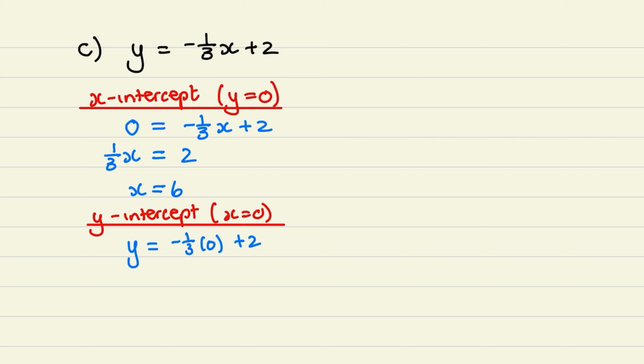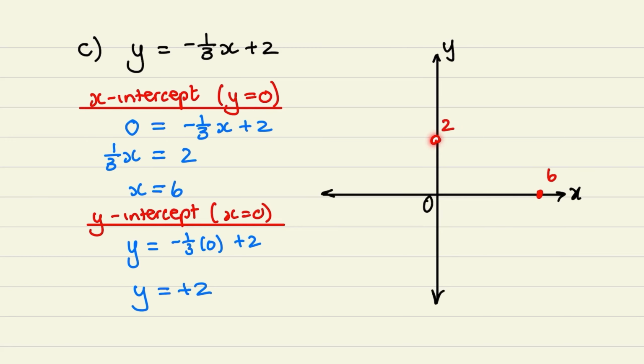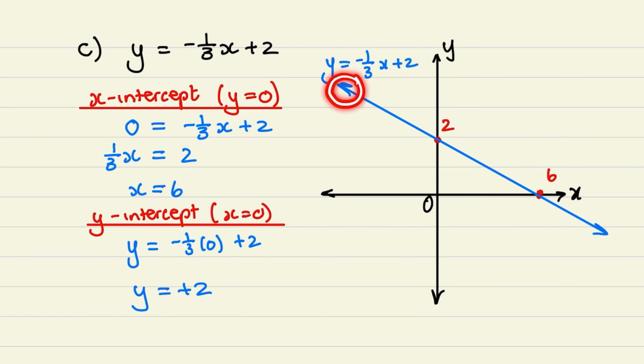And for the y-intercept, I replace x with 0 in the equation. So I'll have negative 1/3 times 0, which is 0. Therefore, y is equal to positive 2. And as in the previous 2 examples, I plot the y-intercept and the x-intercept, and I connect those 2 points with a straight line. Remember to show the arrows at the end of the linear function, and also make sure that the points of intersection are clear with their values, and also it's good practice to name the graph.